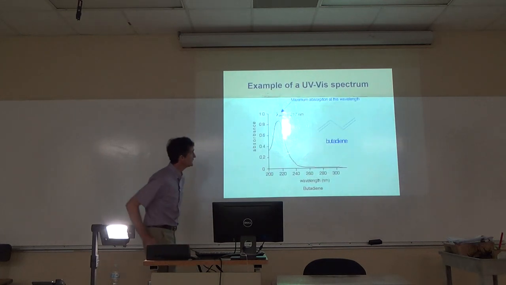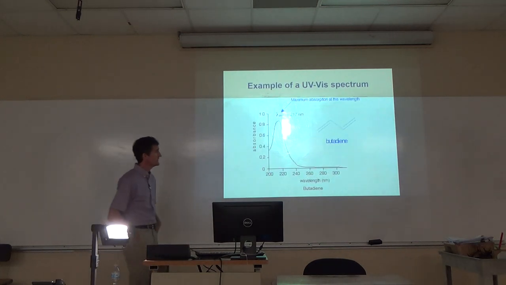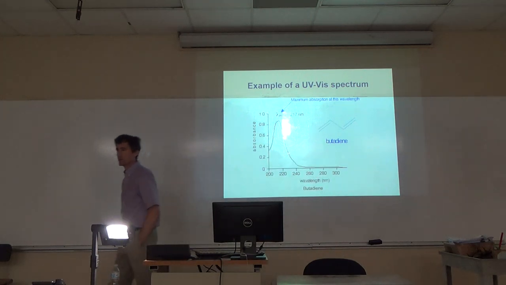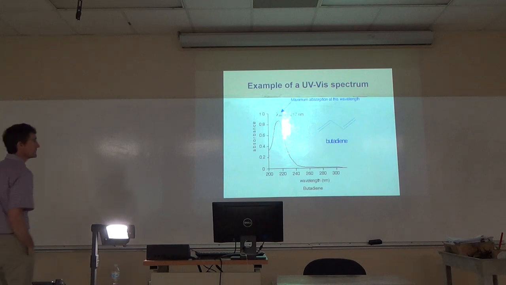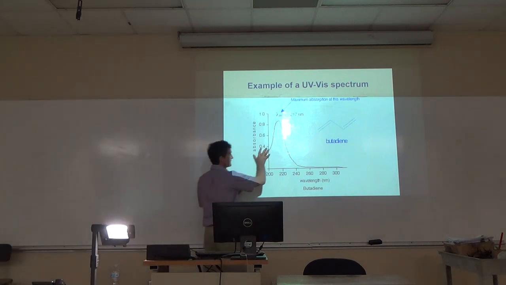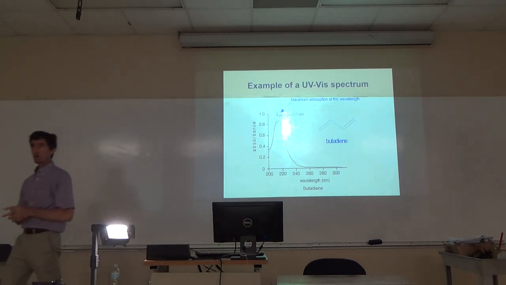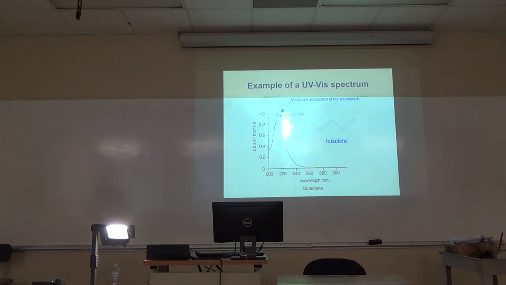Here's an example UV-vis spectrum of butadiene. You might recall this, 1,3-butadiene. There's really no isomer, so 1,3 is not absolutely necessary. We can just call it butadiene, yeah? Here's your UV-vis spectrum. Much more simple than IR. IR has lots of peaks. This hardly looks like peaks at all.